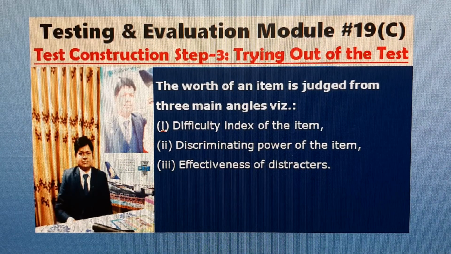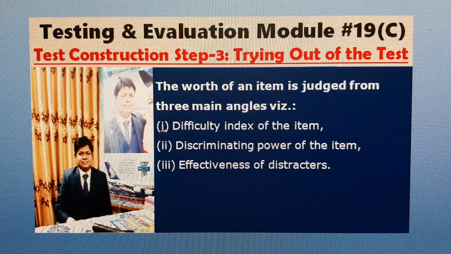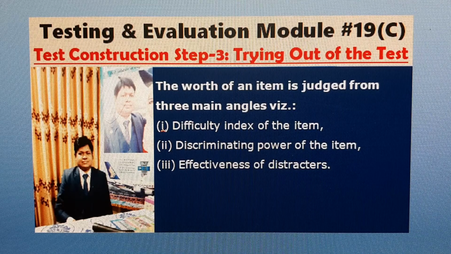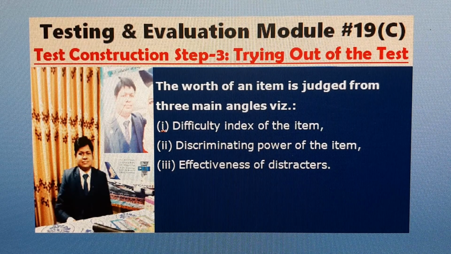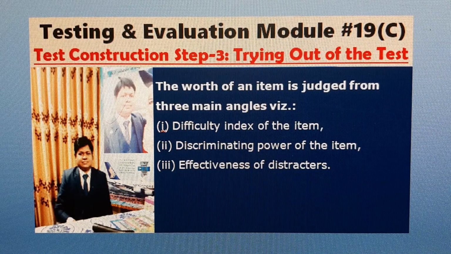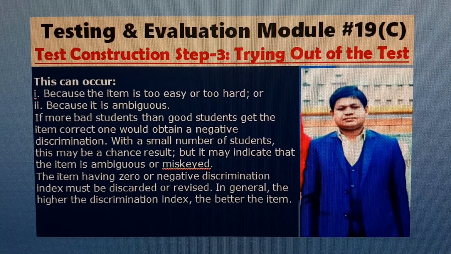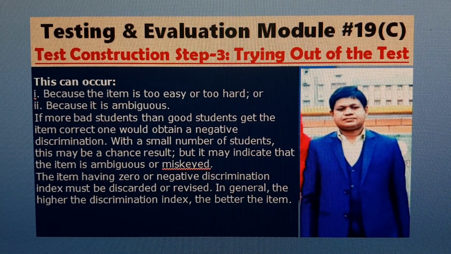Discrimination index is equal to RU minus RL divided by half N, where RU is equal to number of correct responses for the upper group, RL is equal to number of correct responses from the lower group, N is equal to total number of pupils who tried them. A discrimination index is usually expected as a decimal.